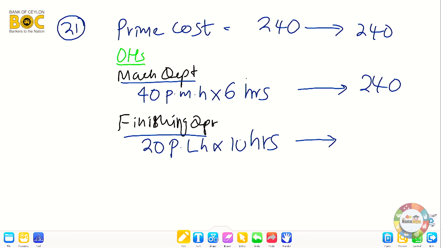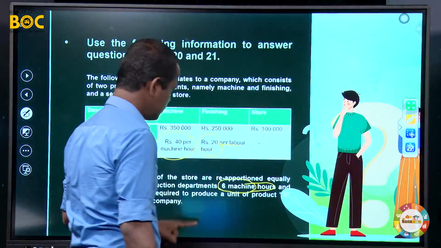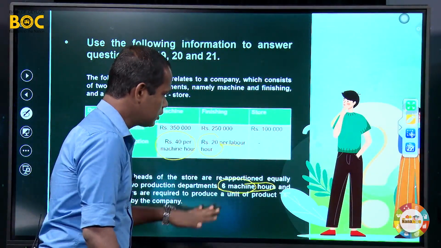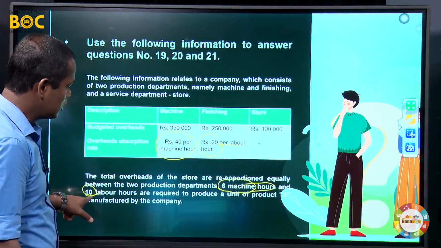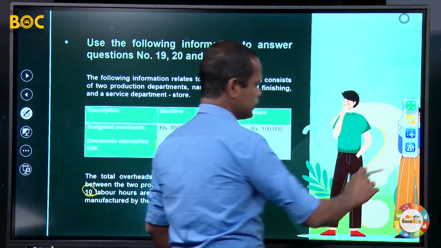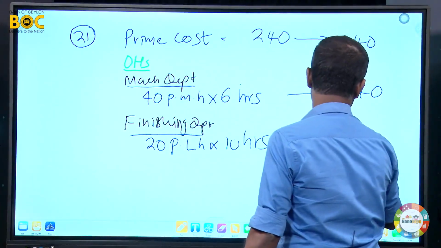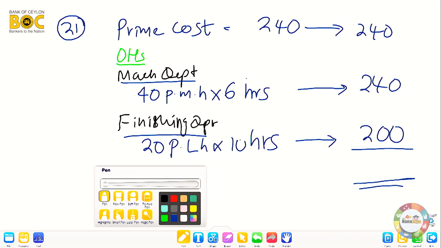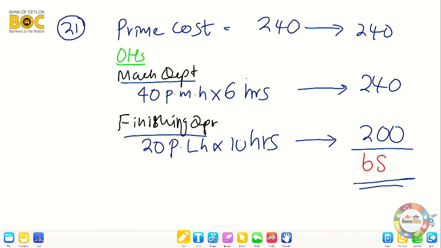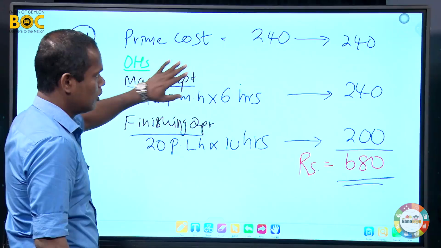The absorption rate is given as 20 rupees per hour. You require 10 hours. 20 rupees into 10 is 200 rupees. Then you can get the total: 680 rupees. How did you calculate it?